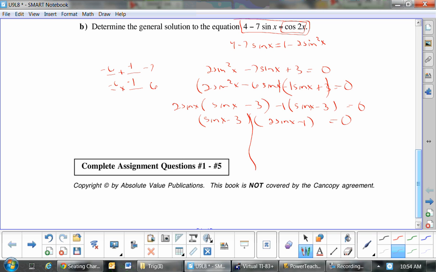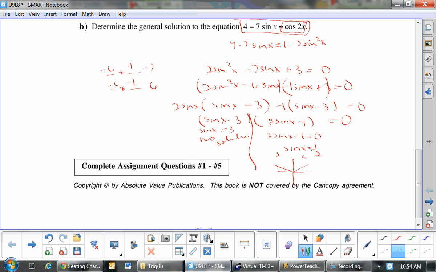Squiggly line, no solution, because sine x equals 3. There's nothing to do. I'm going to have to go 2 sine x minus 1 equals 0. Add 1 to both sides. Divide by 2, sine x equals 1/2. When does sine x equal 1/2? Pi over 6. For reference, right, because this is a and s.